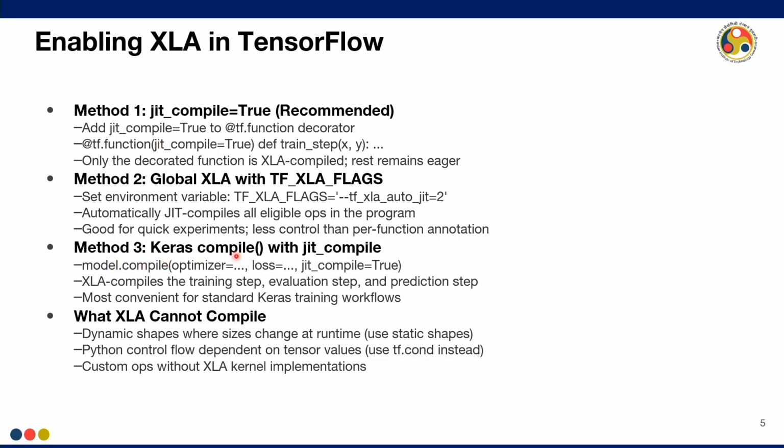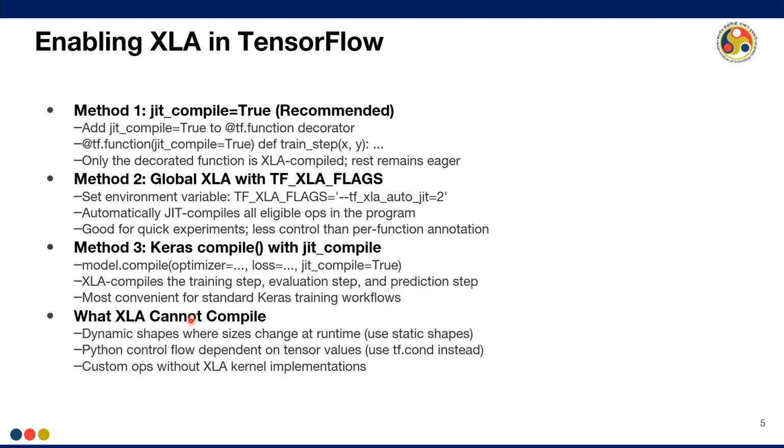For method 3, Keras compilation with JIT compile is also possible. So with model.compile, when we call the Keras API, we can set JIT compilation to true, and XLA compilation will be invoked at that point of time.